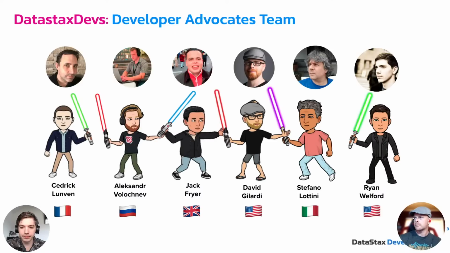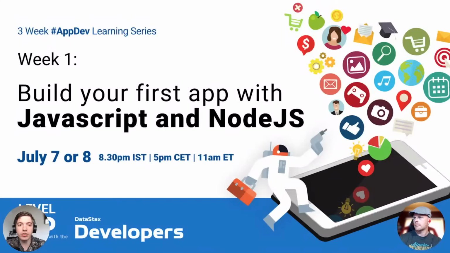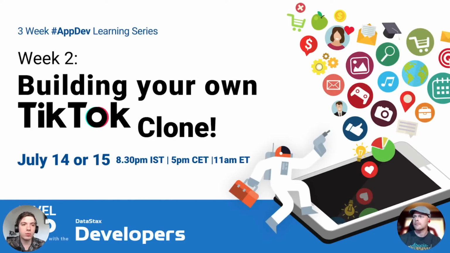I just want to do a really quick recap. We built our first app with JavaScript and Node.js, creating a very basic to-do app, but got up and running with our Create React App starting point. Then last week we built a TikTok clone, and we focused on the document API and getting that up and running.